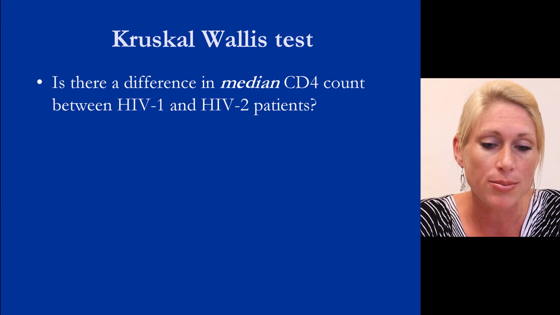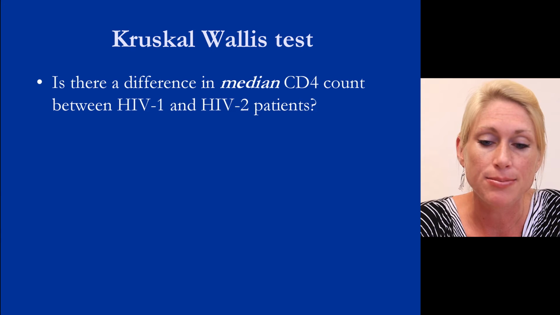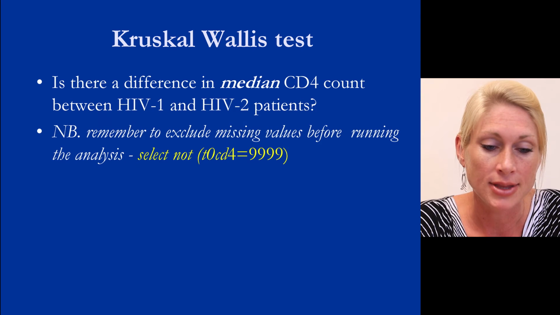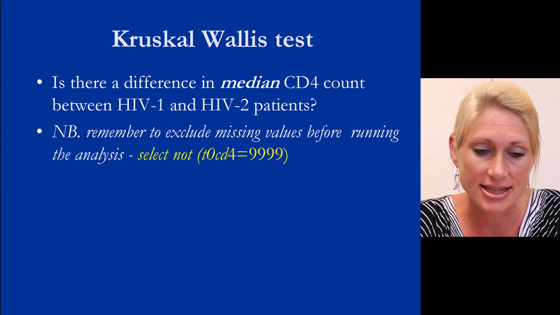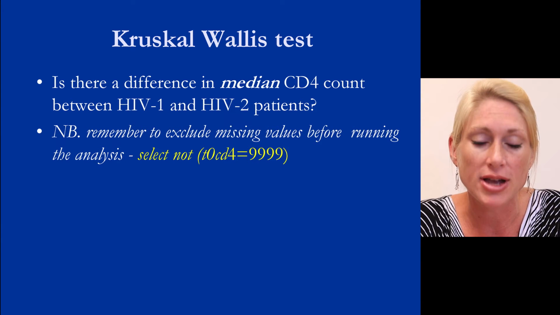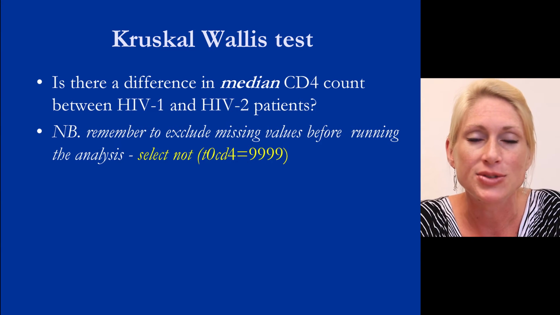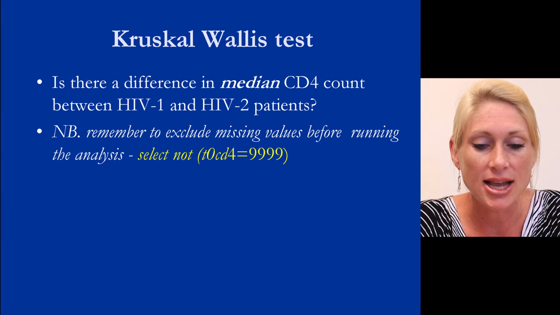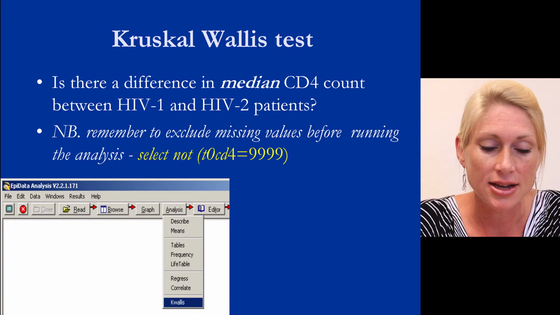And for this, we're going to use the example of CD4 count and HIV type. So is there a difference in median CD4 count between HIV1 and HIV2 patients? Just to note, you must remember to exclude any missing values before running the analysis. In other words, any missing CD4 counts. So for this, I'm going to run the select not, and missing values for CD4 count take the value 9999. So select not, and then in brackets, TOCD4 equals 9999. After that, I can run my analysis.